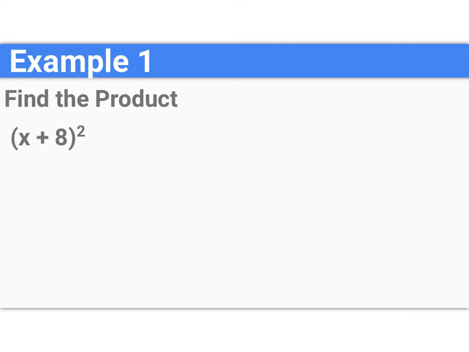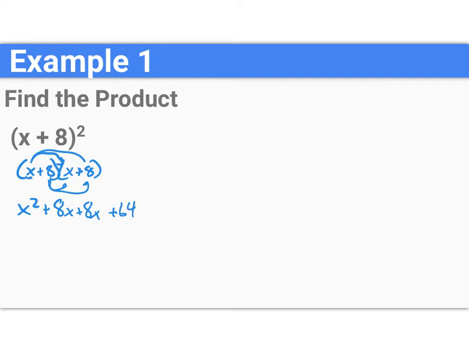So now you have a binomial squared. Let's show you what is going on so you can know what to do. What you have is x plus 8 times x plus 8. So you have two binomials, and I'm going to use the FOIL method. So you get x squared plus outers 8x plus inners 8x plus last 64. And you can see the first term is squared and the last term is squared.